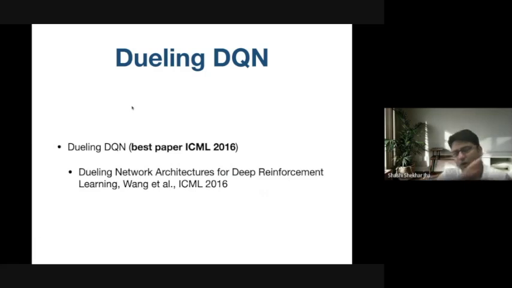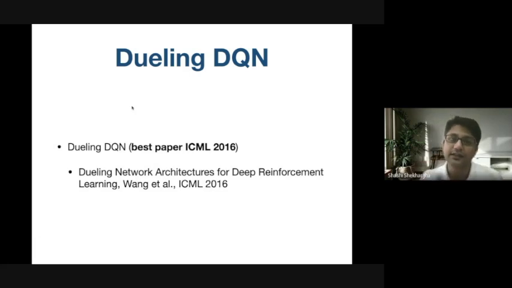So in all these two-three methods after DQN that I've discussed with you, the architecture remained the same. The basic architecture they kept the same, and the only thing they were changing is maybe the way you're choosing your transition, or the way you are updating or writing that loss function.